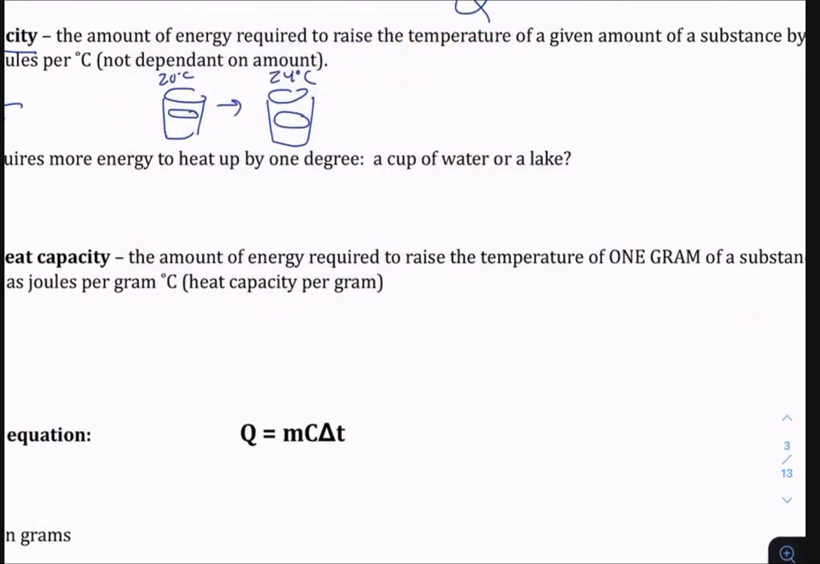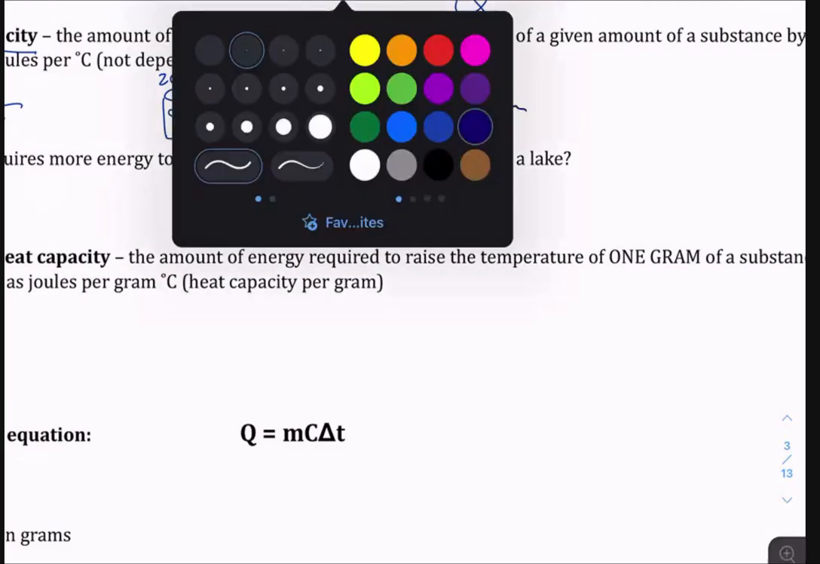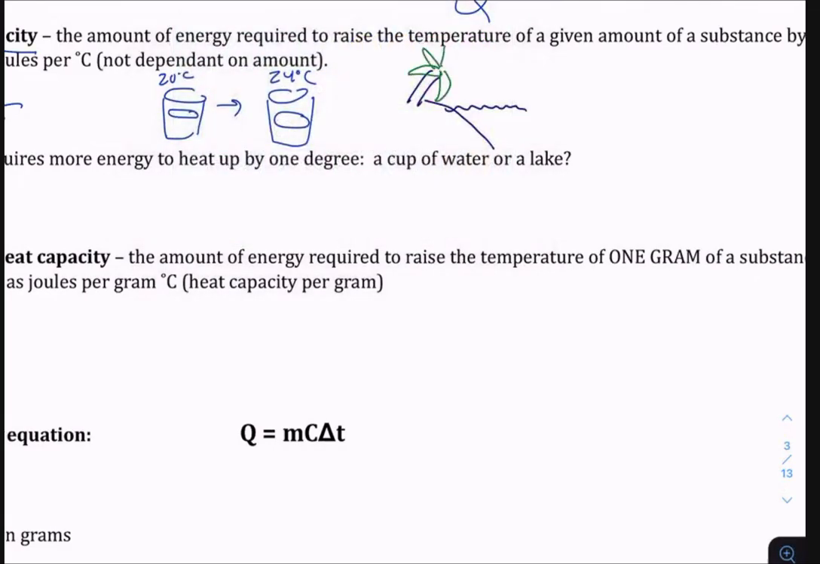Let's consider an ocean. Let's say I wanted to change the temperature of the ocean from 20 degrees to 24 degrees. Would that be easy to do? Why not? Water is easy to change the temperature of. Look how easy it was for me to change the temperature of that cup of water. Why can't I do that to the ocean? Oh, there's so much more of it.